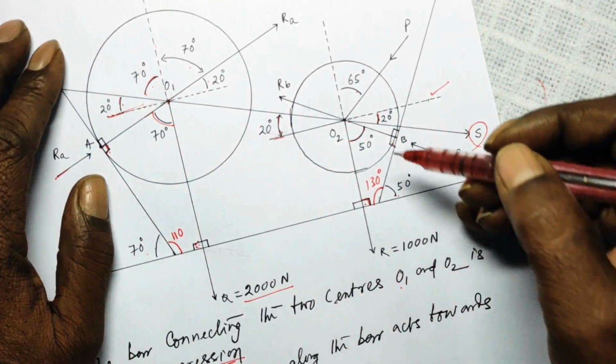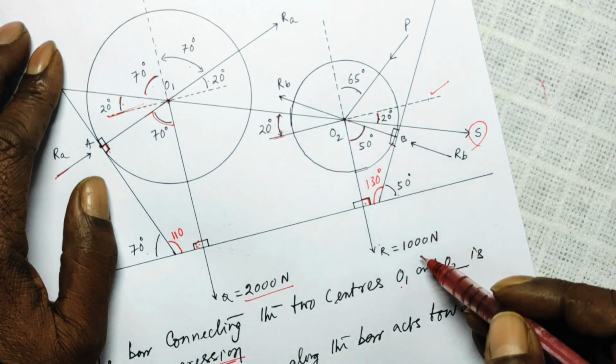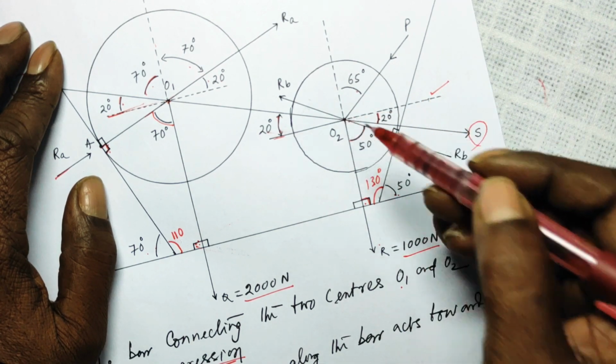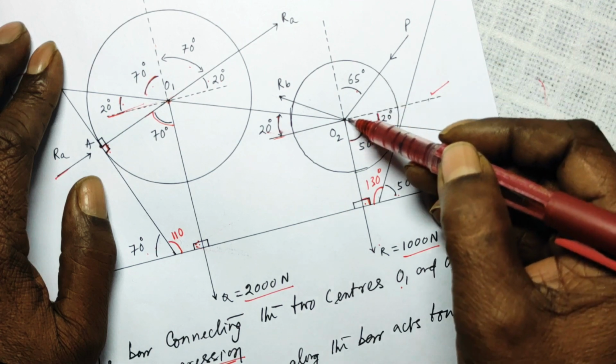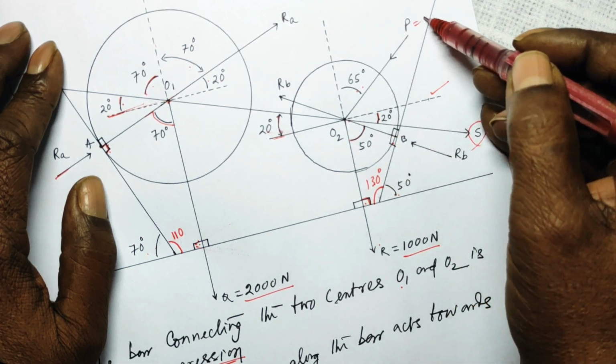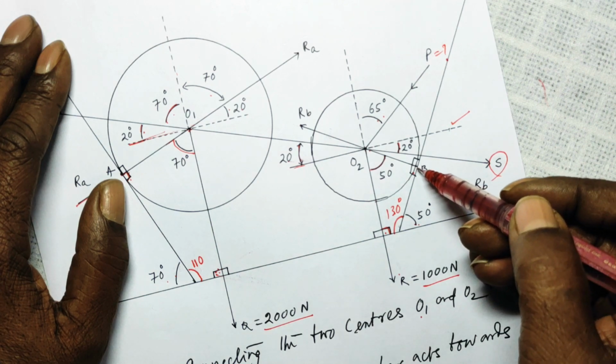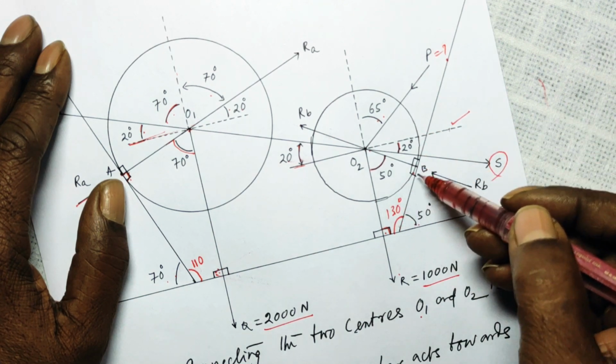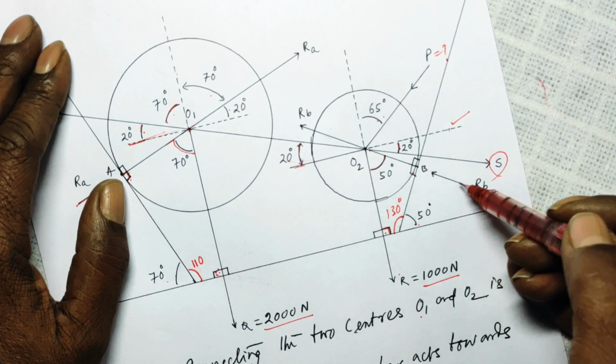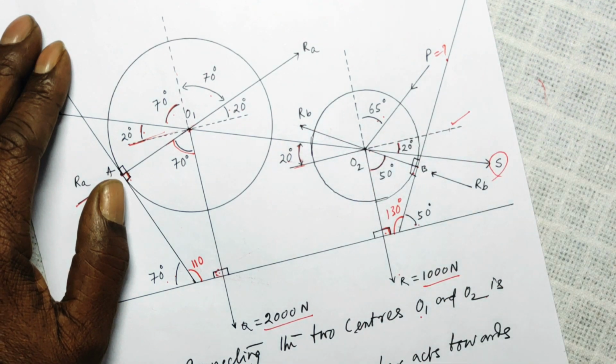At point O2, there is a vertically downward force, the weight R. Here, this is your P, making angle 65. This is to be found out. And your RB, which is normal to the surface at the point of contact B. The normal reaction RB is pointing to this side.